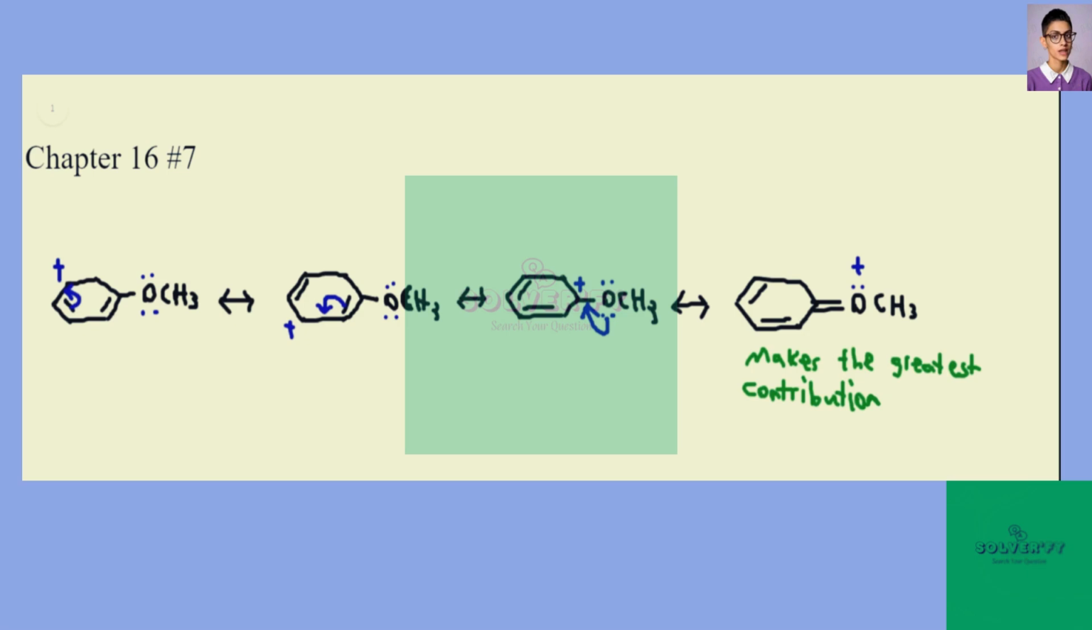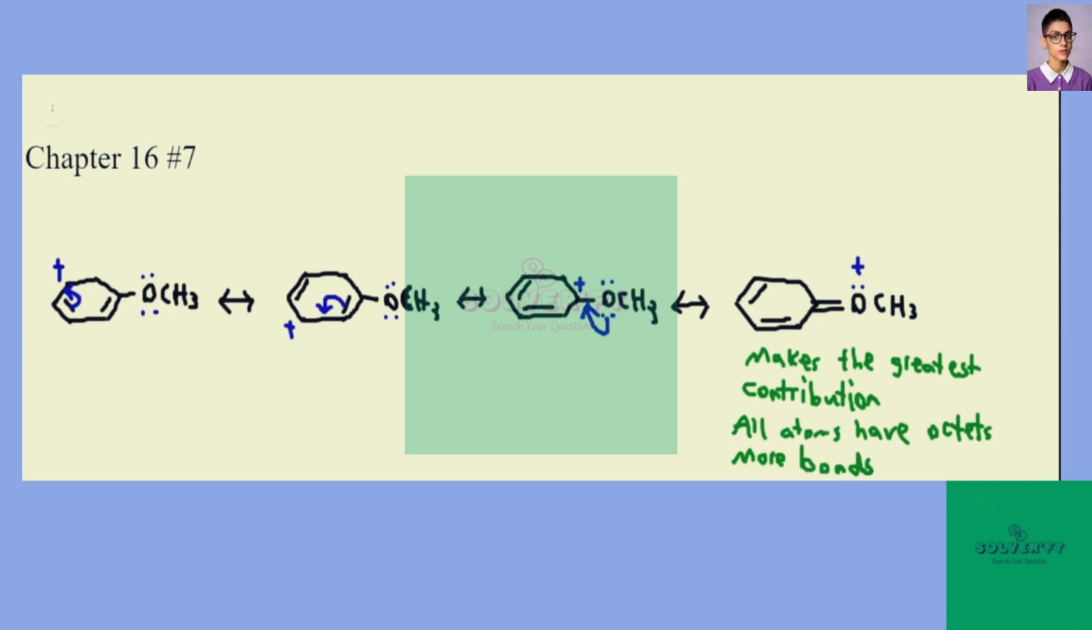There are several reasons for that. So all of these atoms have octets in this structure. So that's good. They all want to have octets. There are more bonds in this structure. So there's one more pi bond in this structure that is not in the three previous ones. So more bonds. So that's going to be more stable.